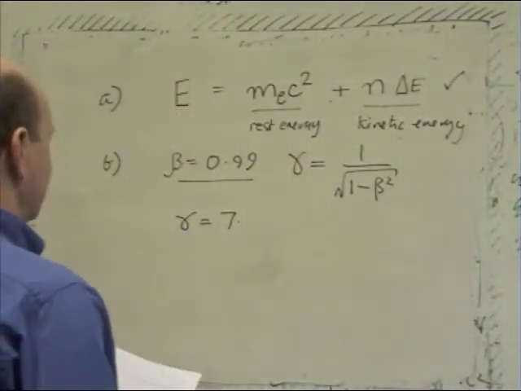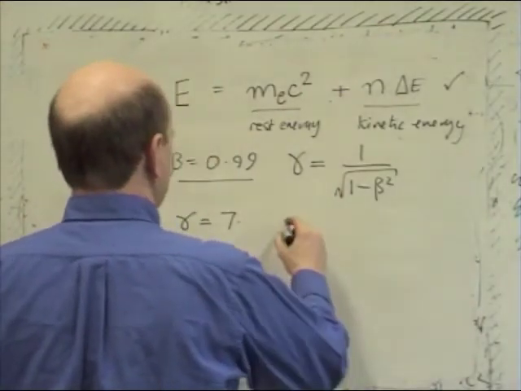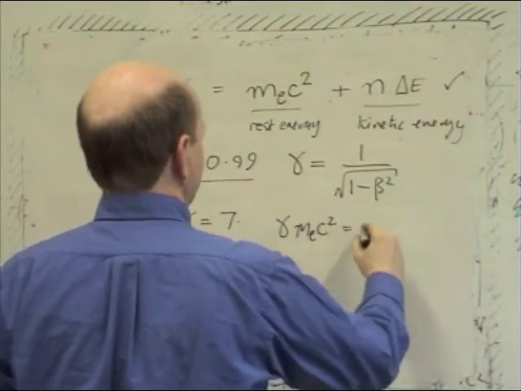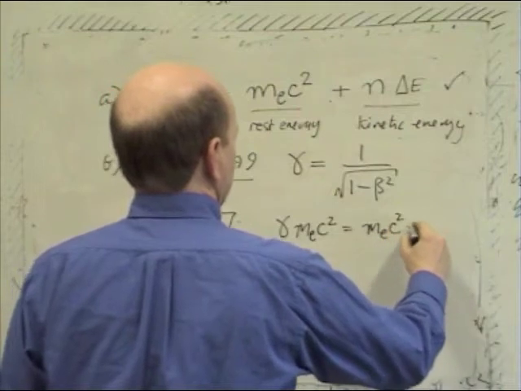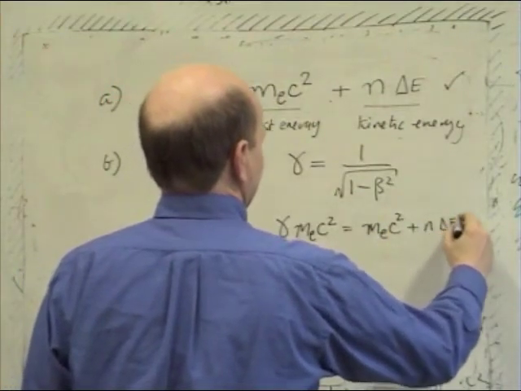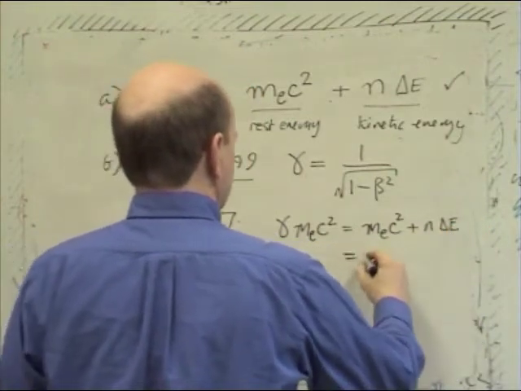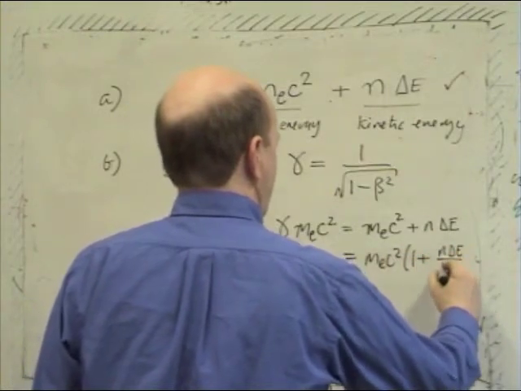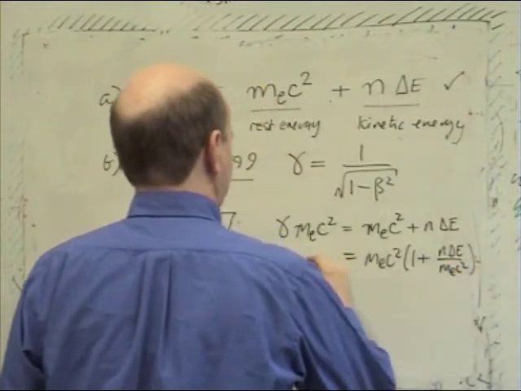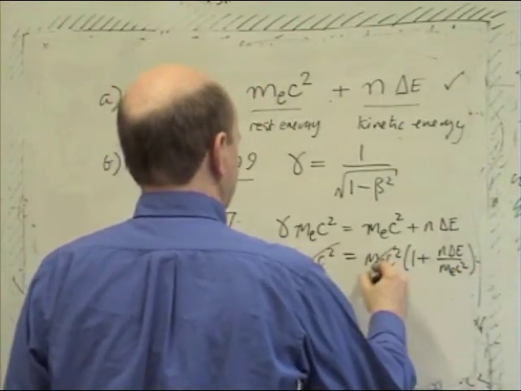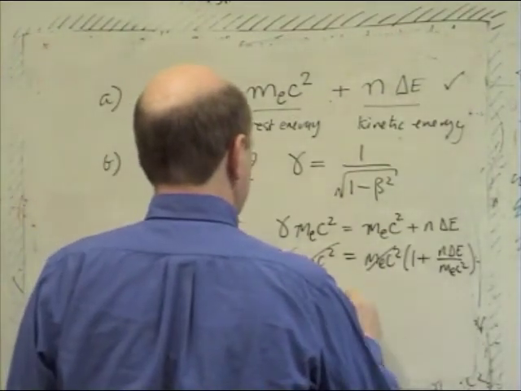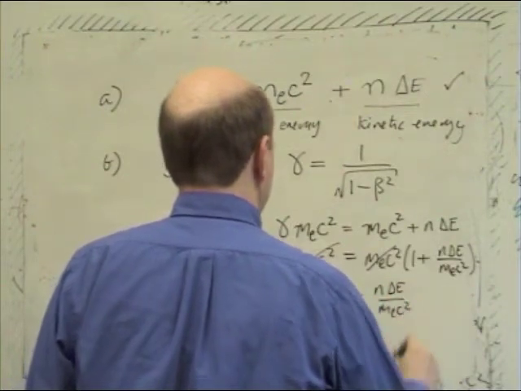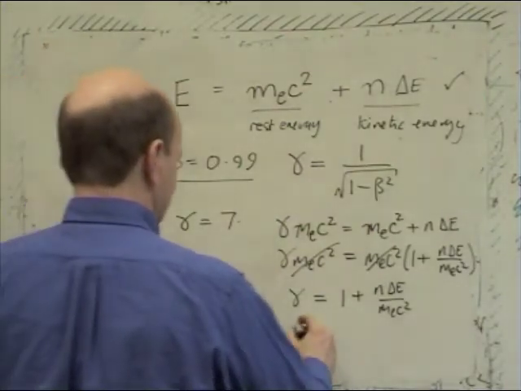Okay, so once we know that gamma is 7, we can write the total energy as gamma times the rest energy mc squared, and that's equal to the sum of the rest energy and the kinetic energy, which in this case are written as mc squared and n delta E. We can then take the right hand side and factor out mc squared, and cancel mc squared, and we get that gamma as a function of n is just 1 plus n delta E upon mc squared.